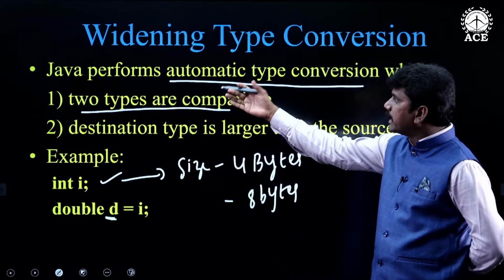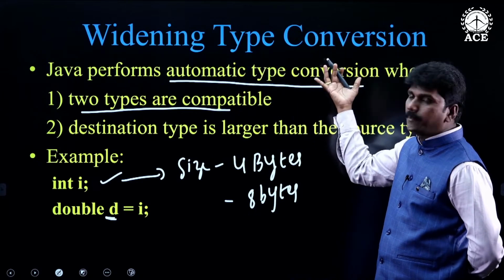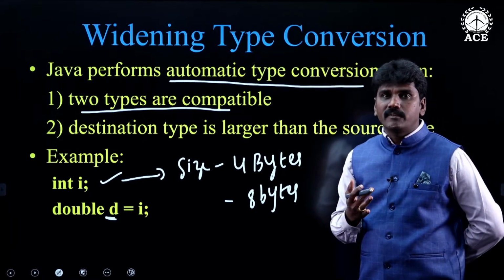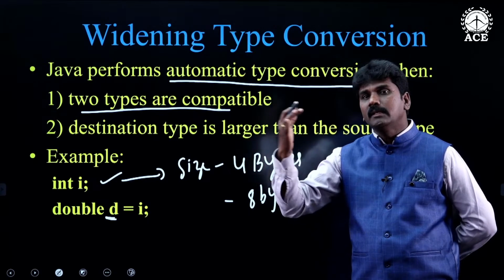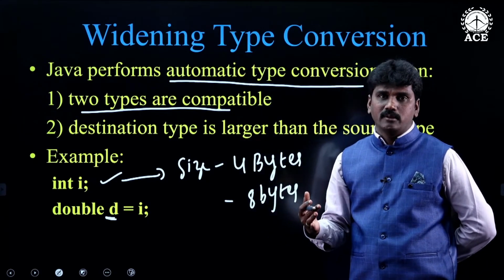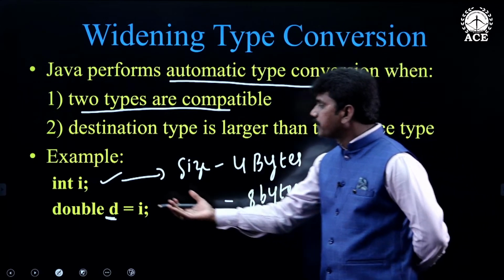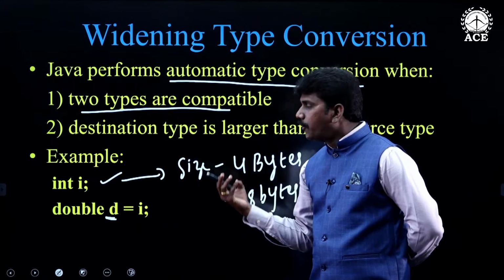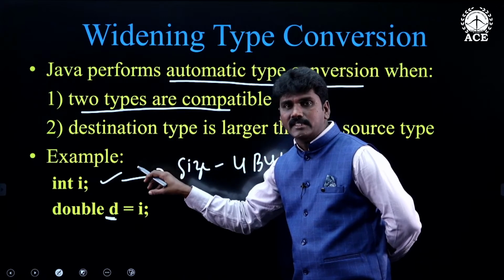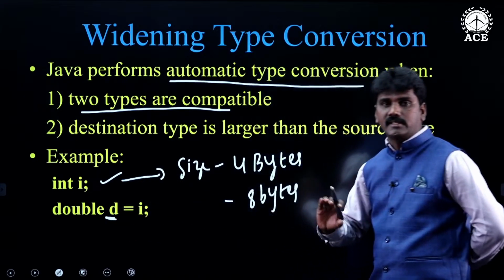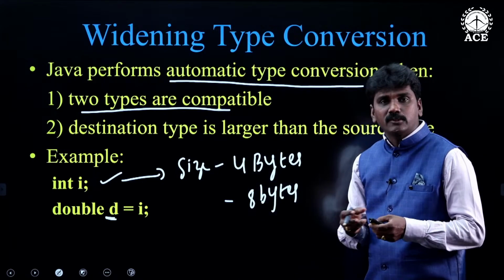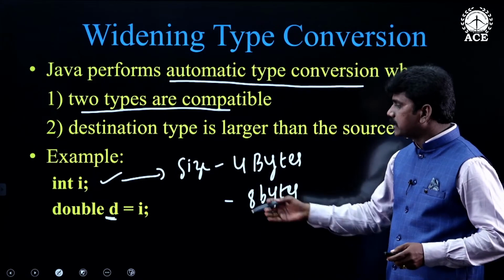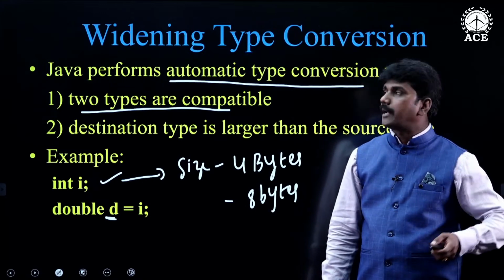We can see once again widening type conversion. Widening type conversion is nothing but small values are going to be stored in the big values. For example, int is of 4 bytes. We would like to store that 4 bytes of data in 8 bytes. Yes, means the I value is going to be widened. That is nothing but implicit type conversion.